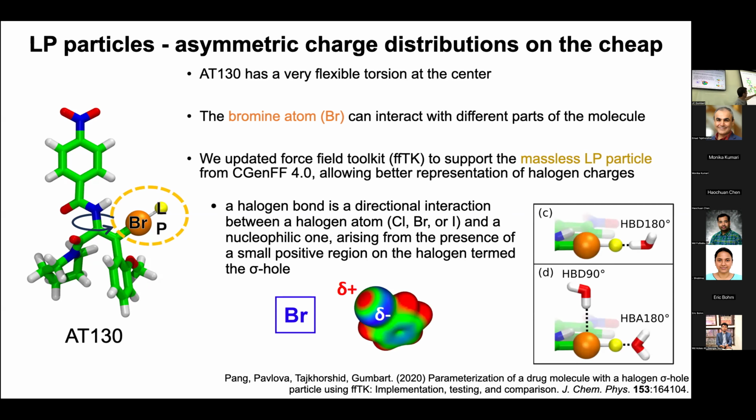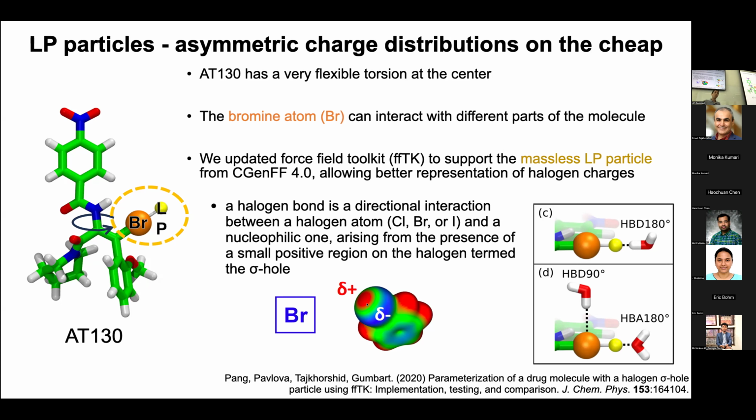This is getting into the chemistry, but it's essentially a particular directional interaction reflecting the asymmetric distribution of the electrons around that atom, around that bromine. Normally you would think of it as electronegative, but there's a small positive region called the sigma hole. And that's what this little LP particle in yellow there is giving us. It's giving us that positive region, that sigma hole. So this is just a slight tweak to the CHARMM force field, but potentially very valuable when we're talking about drugs, which often will have halogen atoms on them.